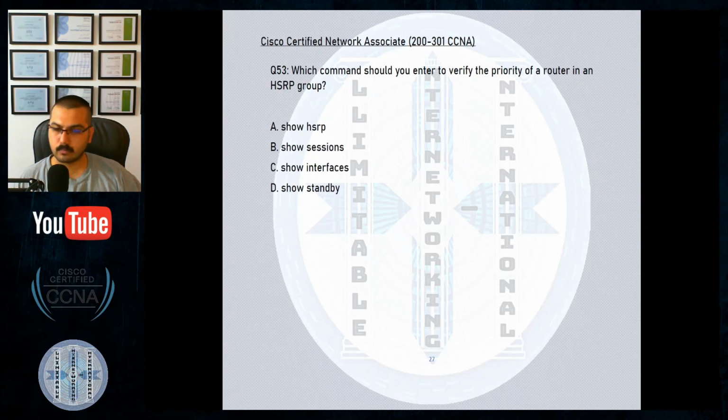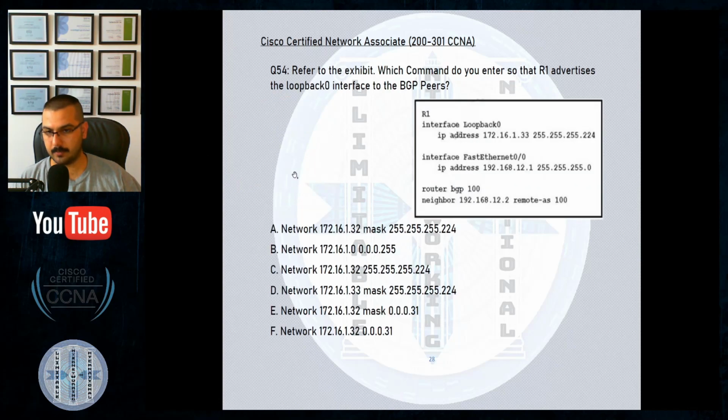Okay, 53. Which command should you enter to verify the priority of a router? I'm sorry, verify, not configure. Verify the priority of the router. Show standby. You will see that in the lab that I will record in the next 2 days. Show standby will show you this router is using HSRP with this virtual IP, this virtual MAC. This one is the active router, and its priority is like 120, with a note that the default is 100 and 120 is manually configured. Okay, so that will be show standby, the command that will show you all of that information.